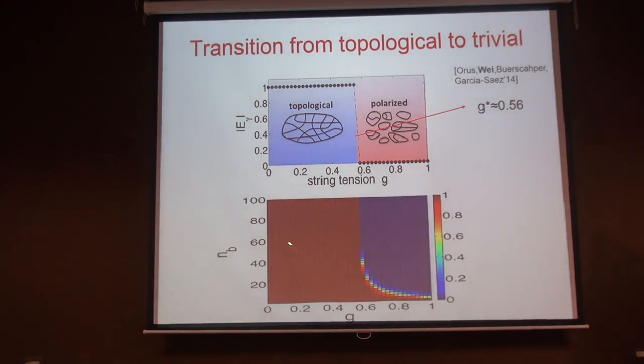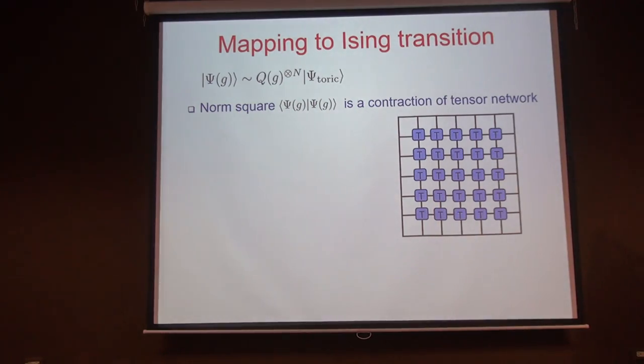This is actually the raw data that you can see that it's very sharp if your number of blocks is large. This is 100, and for a small number of blocks, you get some finite size effect. But we can focus on large size number here. Okay, so how do we know that this is correct?